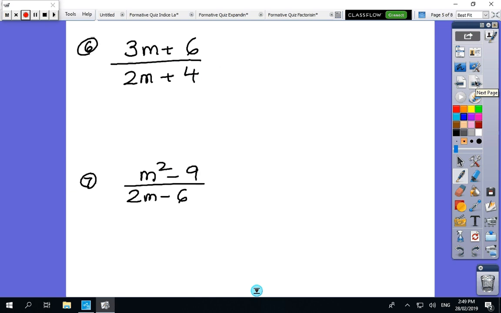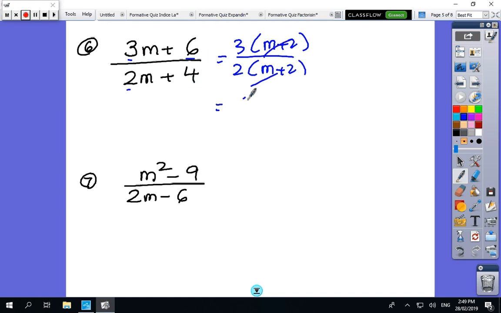Okay, so these are a little bit easier fractions. So factorise, then cancel. Okay, have a go. So the first one, 3 bracket n plus 2 over 2 bracket n plus 2. Take 3 out, take 2 out, you leave that, and then that cancels with that, so the answer is just 3 on 2.